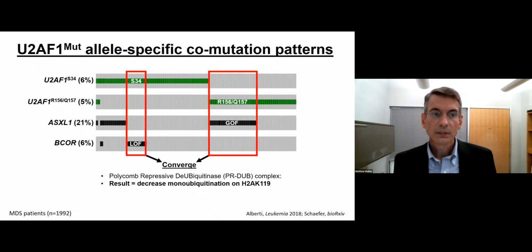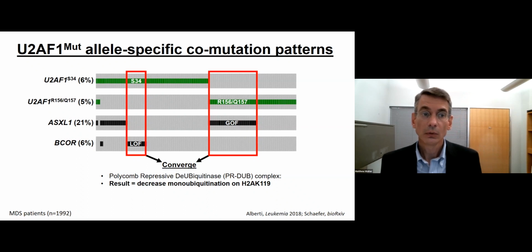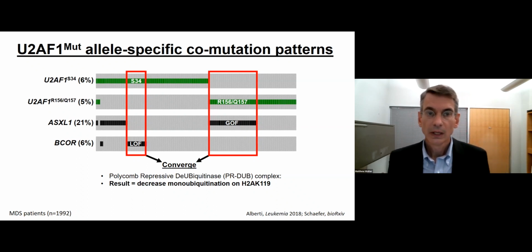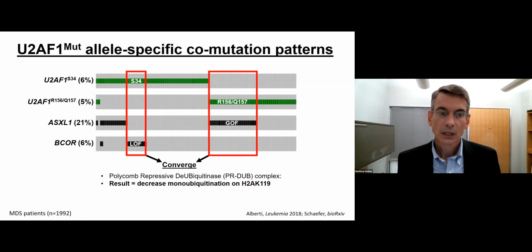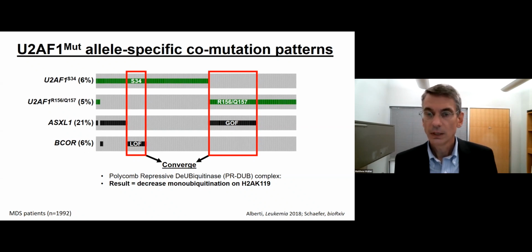While BCOR overlaps significantly and co-occurs with U2AF1, it is really almost uniquely enriched in the S34 group. And ASXL1, while it is enriched and co-occurs in U2AF1 mutant patients, that enrichment is more skewed towards the R156, Q157 variant. And what we see now is these two groups of patients that do not share BCOR and ASXL1 in common may actually converge on a common downstream pathway called the PR-DUB complex, and that both sets of these patients could result in decreased monoubiquitination on H2A K119.